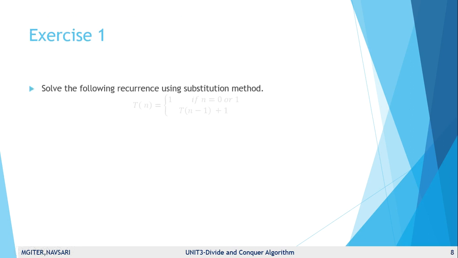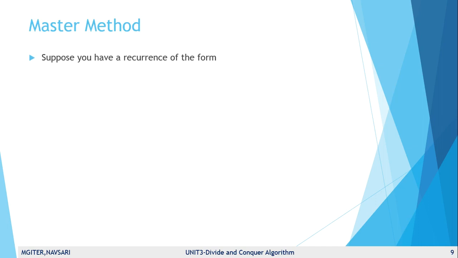Now here we give the exercise. Solve the given recurrence using the substitution method. Now the next method is the master method. The master method is not applied to any problem. It takes a special form. If the given example is in this form, then we apply the master method. But substitution is applied to any type of problem. But the disadvantage of the substitution method is that it is slow, because it takes many mathematical computations.